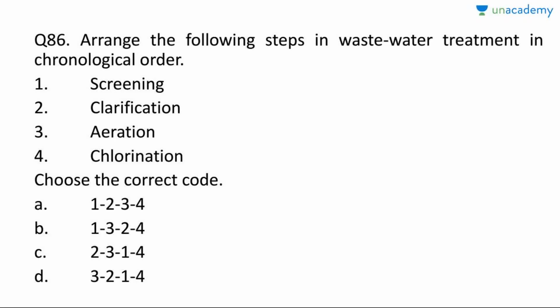Question number 86. Arrange the following steps in wastewater management treatment in chronological order. So first you have screening. Obviously you will screen, and then you'll have clarification. Clarification is basically where you separate stuff. Aeration means when you put a lot of air in it, and finally you have chlorination so that the bacteria and harmful viruses etc. are killed by this, so it becomes useful and it can be used for other purposes. And so the answer here is A, that is 1, 2, 3, 4. It is arranged in the logical sequence.